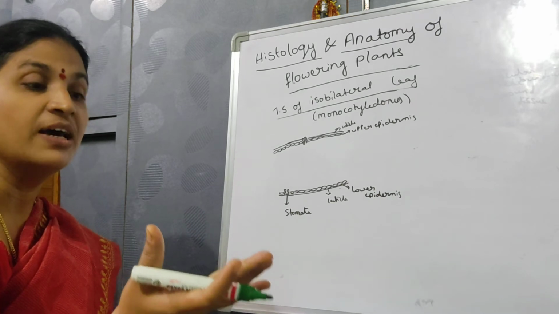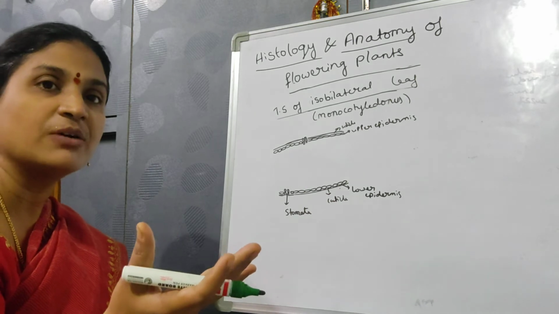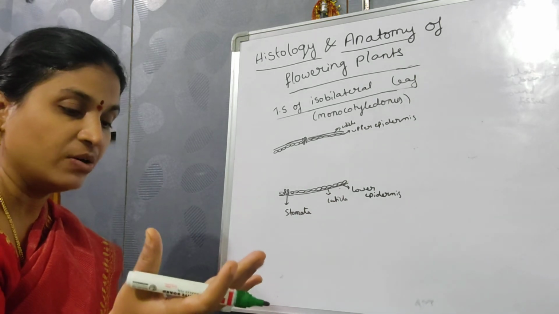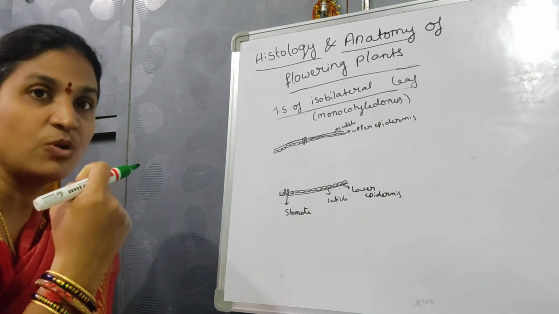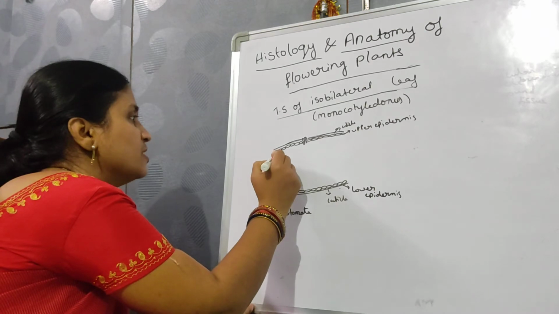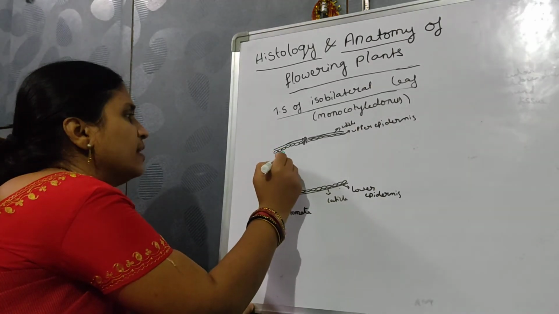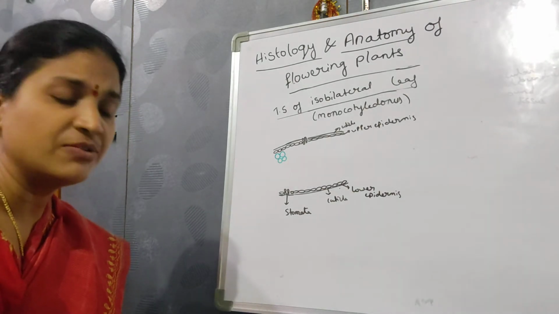When water is not available, during water stress, the cells become flaccid, they lose water, and the leaf gets curled. The leaf surface will not be exposed. So this is about the bulliform cells. Here the bulliform cells are present, compactly arranged. Then vascular tissues are present. Xylem and phloem are present.